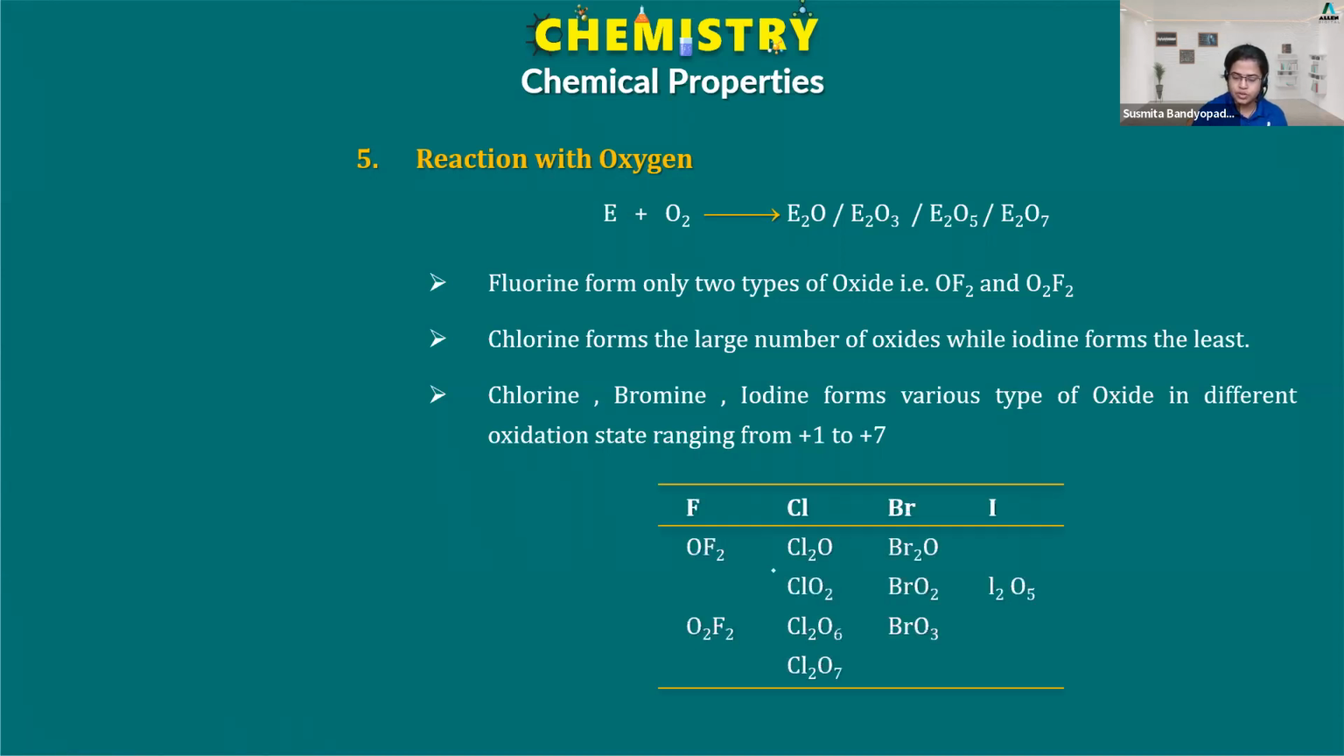OF2, O2F2, Cl2O, ClO2, Cl2O6, Cl2O7. Learning to draw the structures of the oxides of chlorine mainly is relevant. We just do ClO2, Br2O, BrO2, BrO3, I2O5. Which one has a greater bond angle, H2O or OF2?